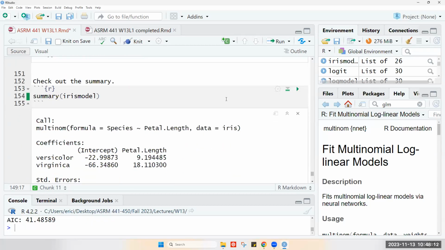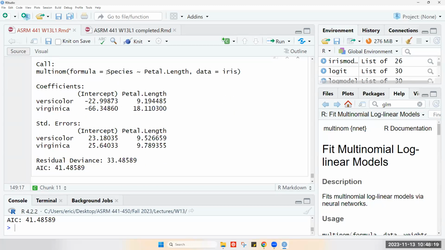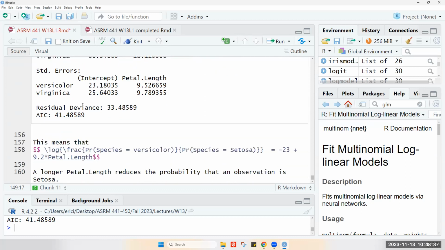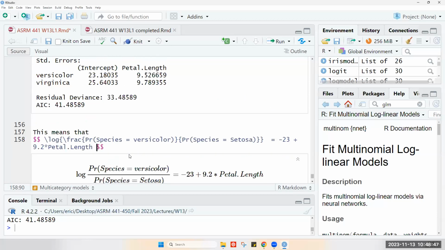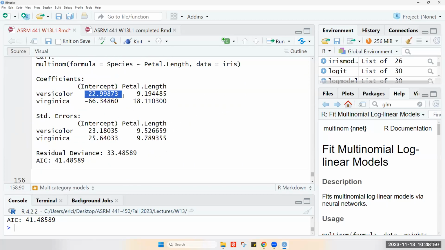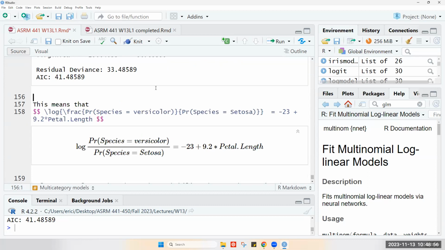Anyways, what we really care about is the summary, which tells us what the coefficients are. So we're trying to find a species based off of petal length. The formula that we get for versicolor and virginica. So in this case, we're using Setosa as the baseline. It's not included in the output. What these things mean, because we're using a logistic regression, is that the log odds are given by this linear combination. -23 plus 9.2 times the petal length gives us our log odds.